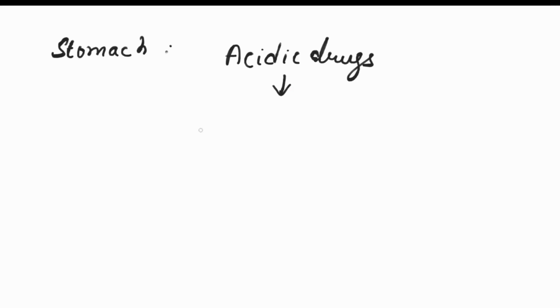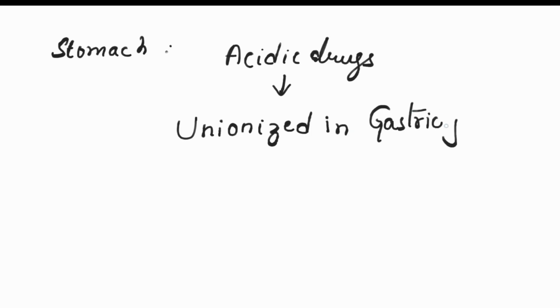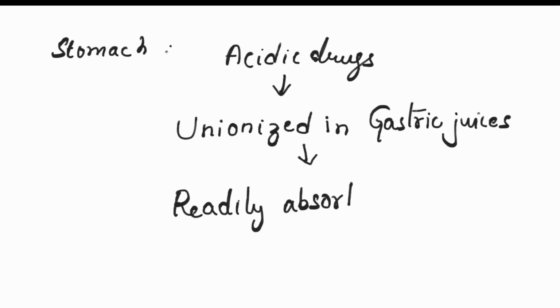In the stomach, acidic drugs are poorly absorbed unless they are unionized in gastric juices, so that they are readily absorbed. Strongly acidic drugs are easy to absorb once they are unionized, but weakly acidic drugs need a much more complex process, so we'll discuss that later. Simple examples of acidic drugs include salicylates and barbiturates.